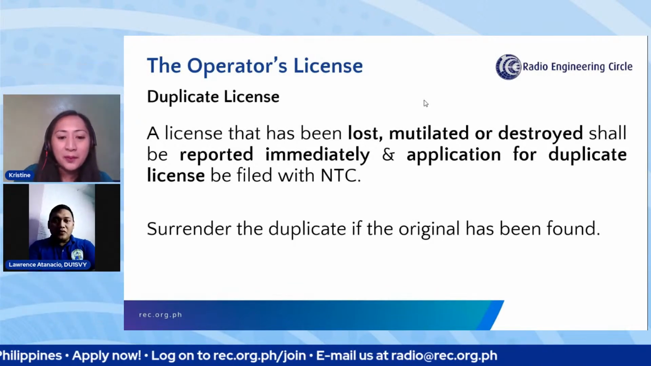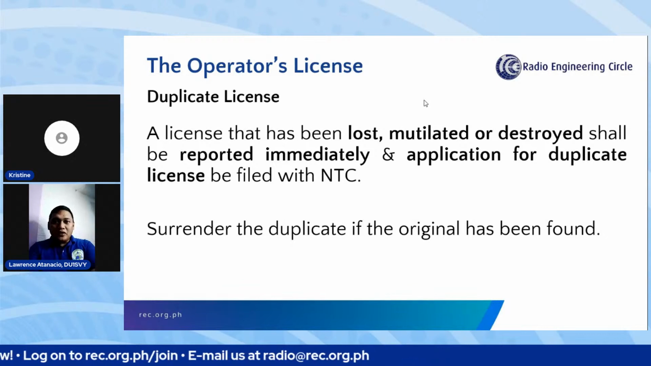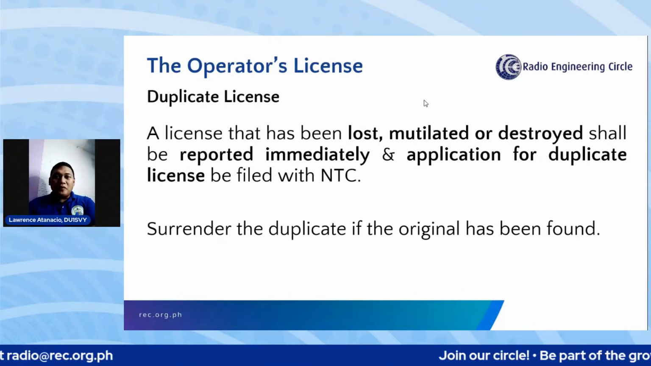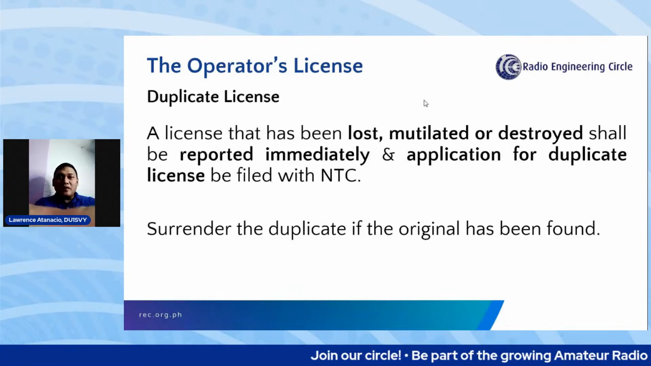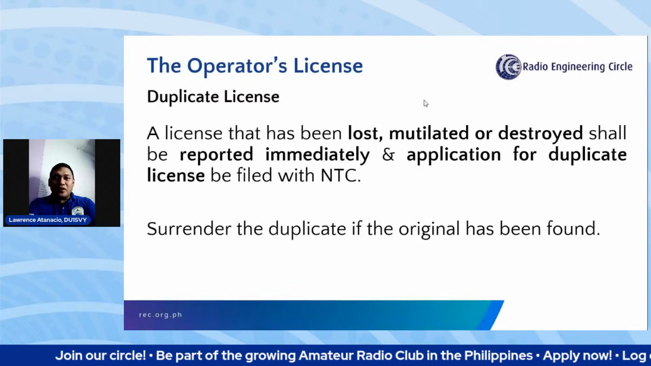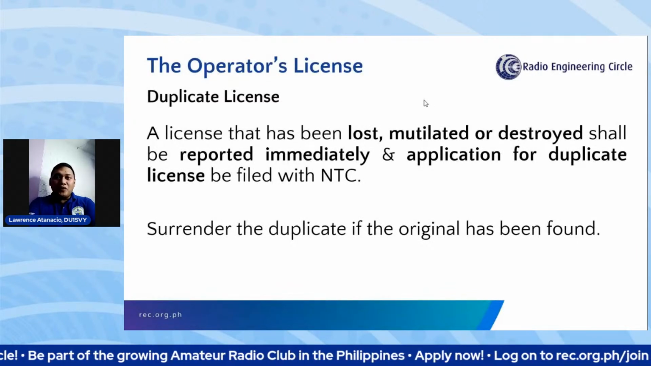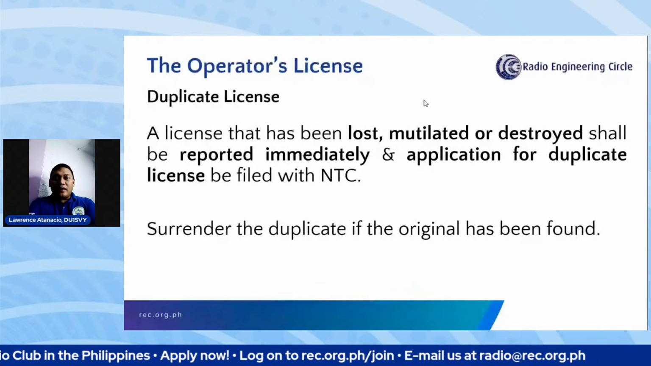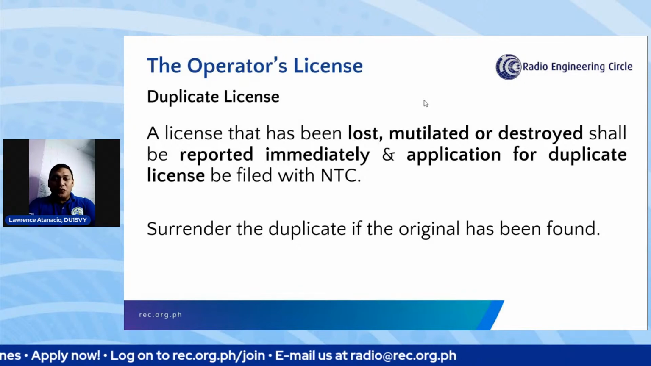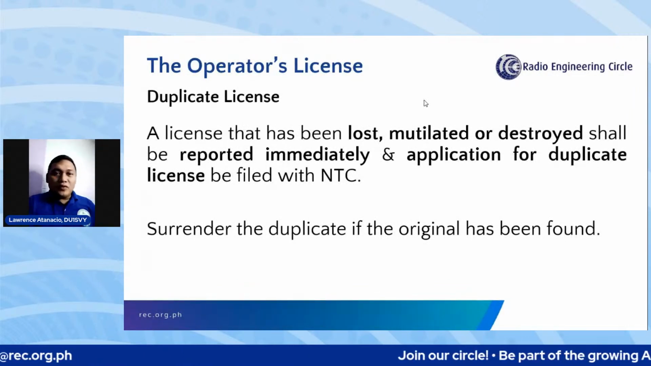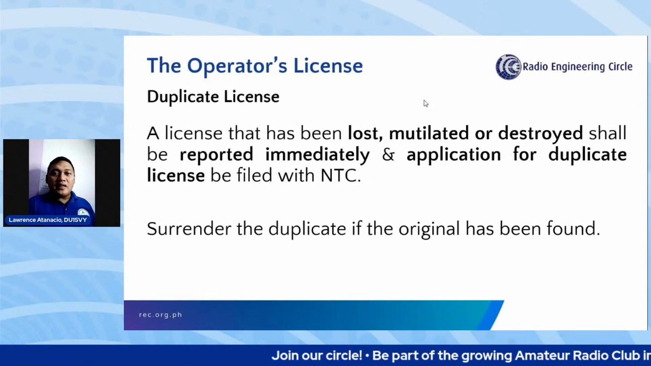Okay. So, thank you once again. So, dito tayo sa duplicate license. A license that has been lost, mutilated, or destroyed shall be reported immediately, and the application for duplicate license should be filed with the National Telecommunications Commission. Ano po yung duplicate? For example po, nawala or nasunog during fire incident, or nabaha yung license nyo, dokumento nyo. So, magpapile po kayo ng duplicate license.